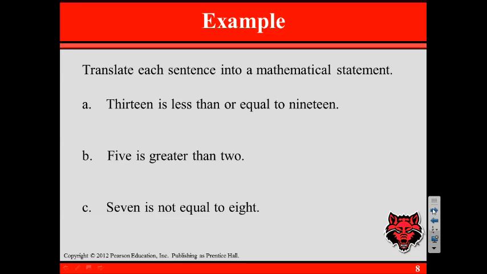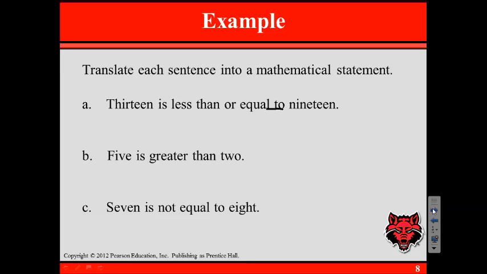Let's try to use the same definitions and symbols that we saw a few slides ago, equal to, greater than, less than, to translate each of these sentences into a mathematical statement. You want to find the phrase that matches a symbol and then replace that phrase with a symbol in a mathematical statement. So for part A, we have 13 is less than or equal to 19.